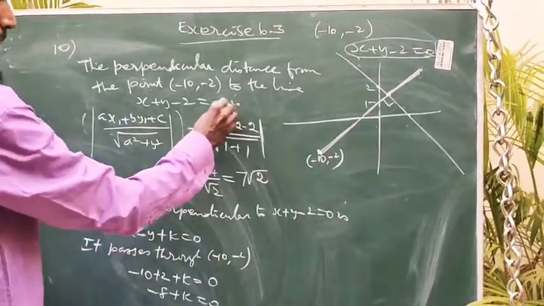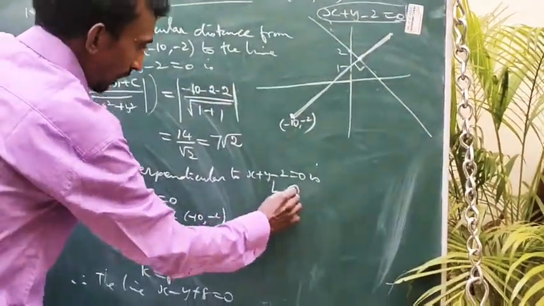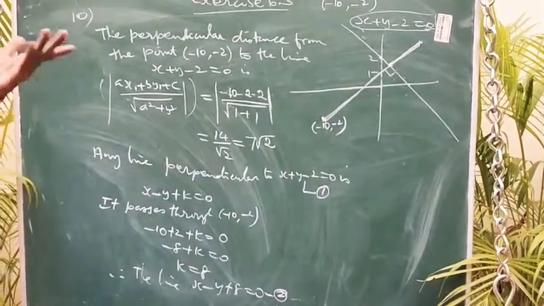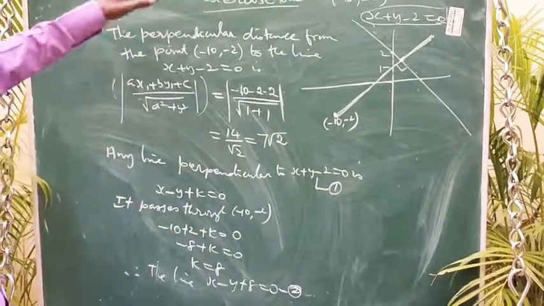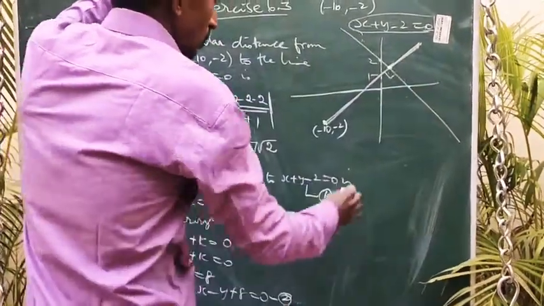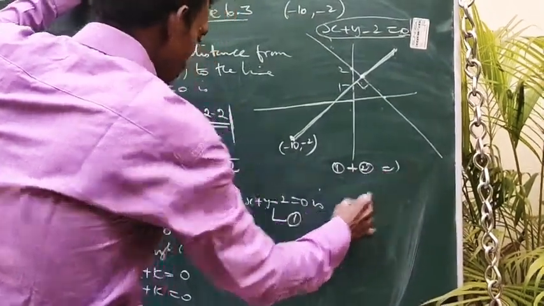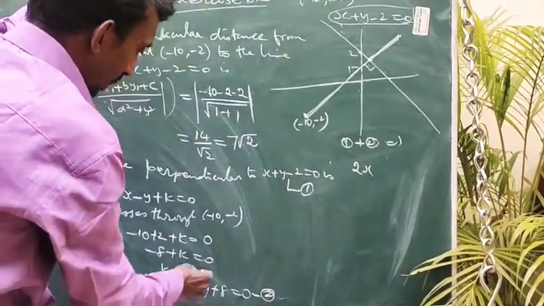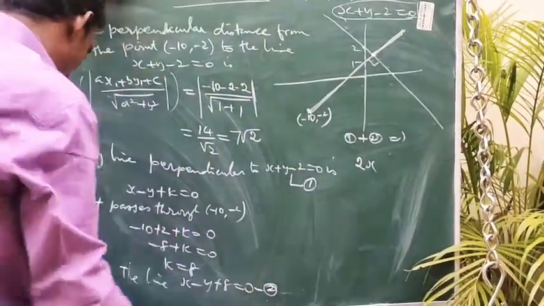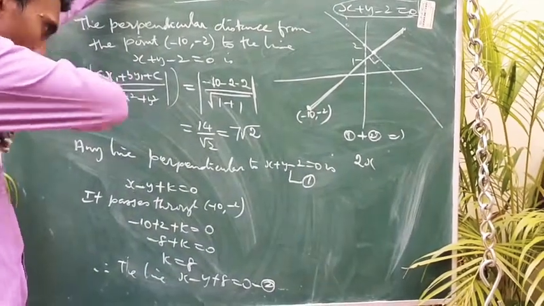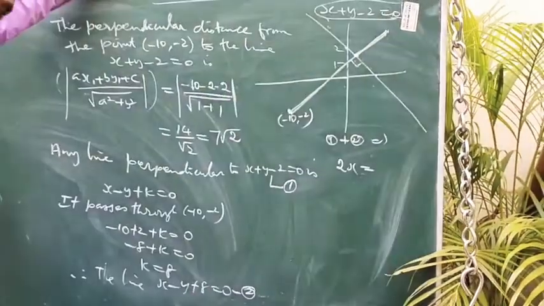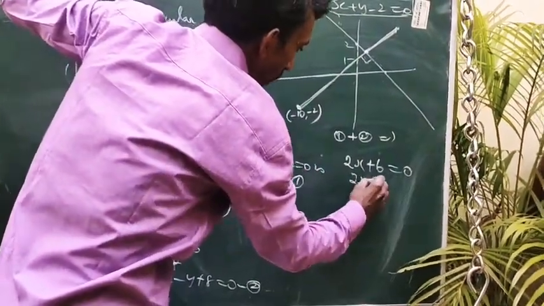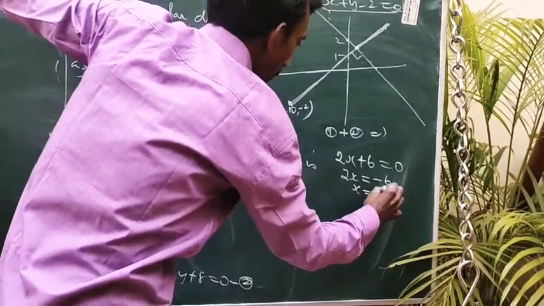So this is the first one. Take it as equation 1 and equation 2. If we solve equation 1 and 2, we get the foot of the perpendicular. So 1 plus 2 implies the sum of the two: x plus x is 2x, y minus y cancel. Here minus 2 plus 8, so plus 6 equal to 0, 2x equal to minus 6, x equal to minus 3.